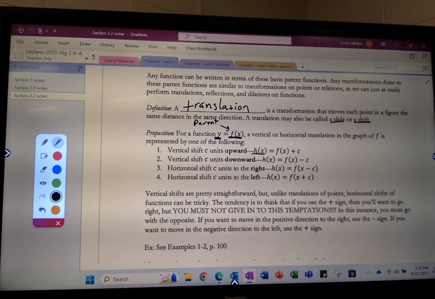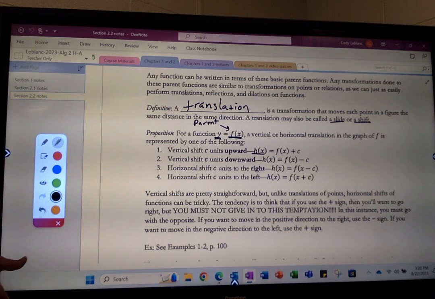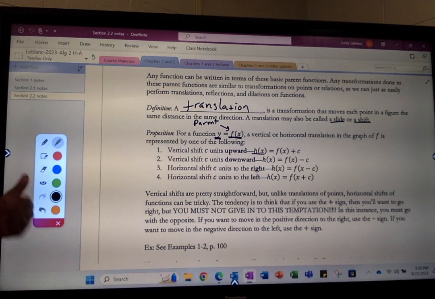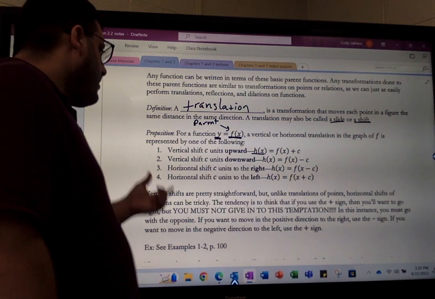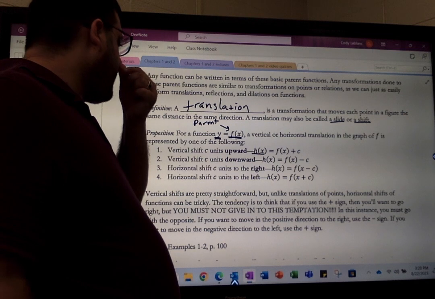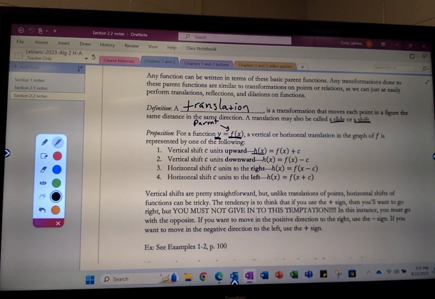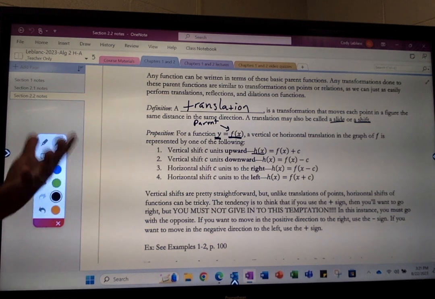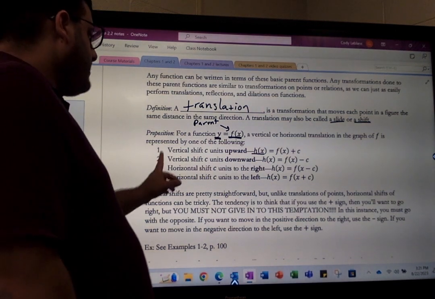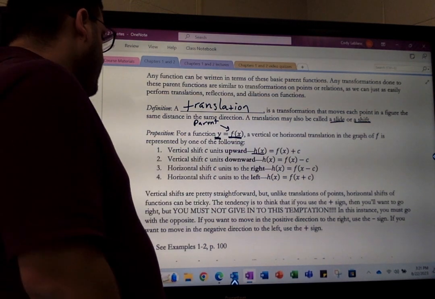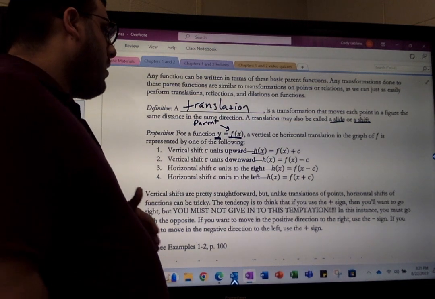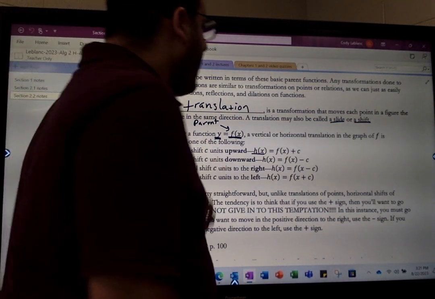When you're doing a horizontal shift, that means you're changing the x values, not the y values. So the horizontal shift, the plus or the minus c, whichever one it is, only applies to the x value itself, not the entire function. If I'm going to the right, I'm going to subtract that many units. If I'm going to the left, I'm going to add that many units.